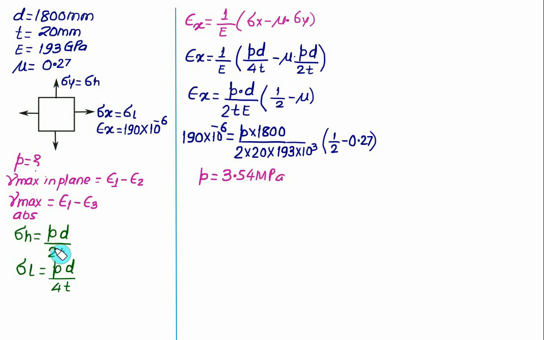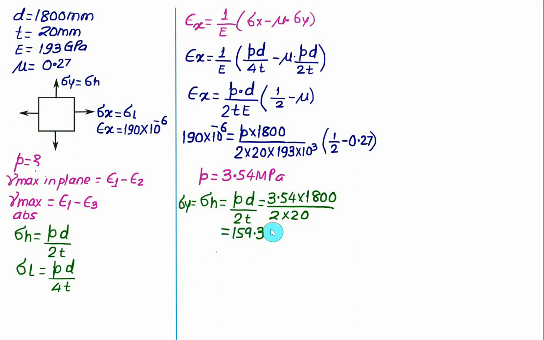Once we know the pressure here, we can calculate the hoop stress and the longitudinal stress. Hoop stress is acting along the y direction, so sigma y is the same as hoop stress, and we have pressure equal to 3.54 megapascal. Diameter is 1800 divided by 2 times thickness, and thickness equals 20.